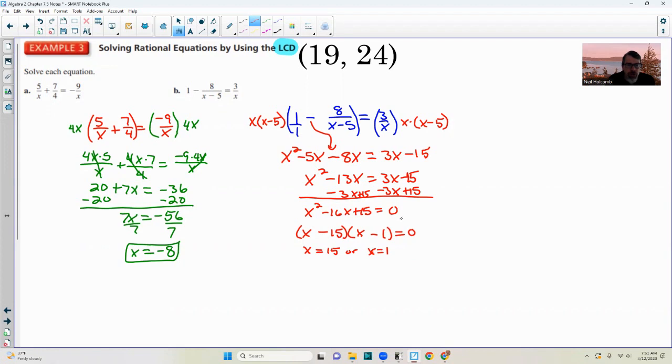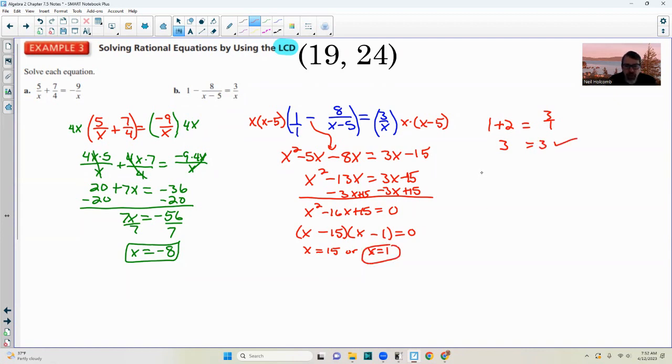Two possible solutions. So I'm going to put a 1 in here and see if it comes out to be true. And if I put a 1 in, that's 8 over negative 4. So it'd be 1 minus 8 over negative 4. Okay, I'm using the 1 first. 1 minus 5 is negative 4. 8 over negative 4 is negative 2. A minus a negative is plus. So that's going to give me 3. And then 3 over 1 equals 3. So 1 is the solution.